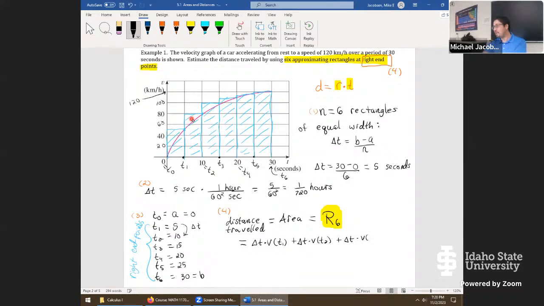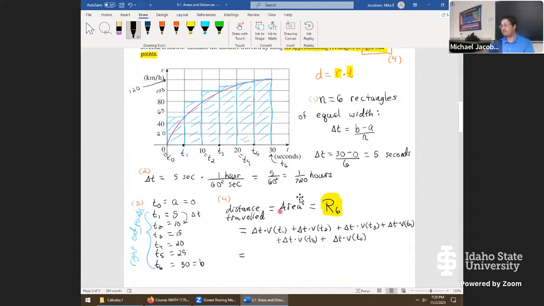Delta t times v of t3. Delta t times velocity at time 4. Delta t times velocity at time 5. Kind of wish this was like 4 rectangles, but here we are. One more to go. Delta t times velocity at t6. So that's a formula if we're thinking of just approximating the rectangles or giving the rectangles area normally. That's what you would write down. But then that's a clunky thing to write.